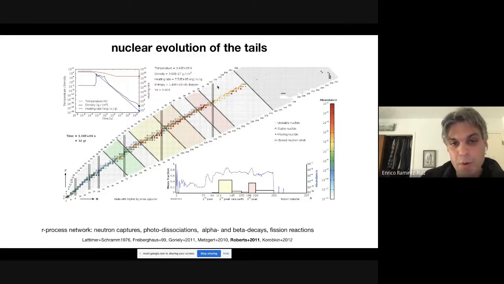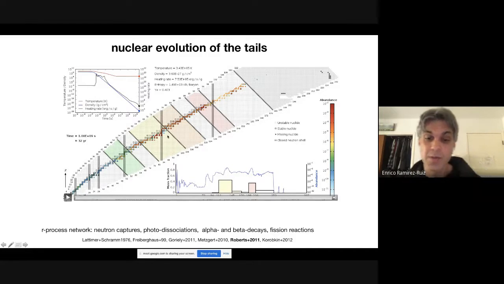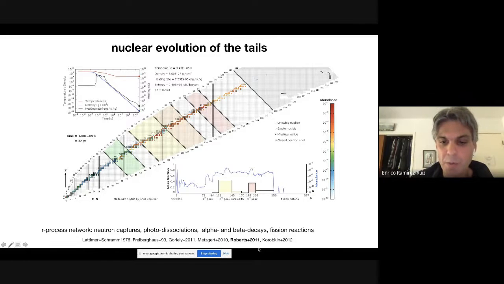Okay, so something important that I wanted to highlight is the heating rate. As material is expanding, there's a significant amount of heating that comes into the material, and that's actually what's going to power the electromagnetic radiation. And what I'm showing you here is one of the first calculations done in this nuclear network by Luke Roberts, who worked in his PhD with me and William.